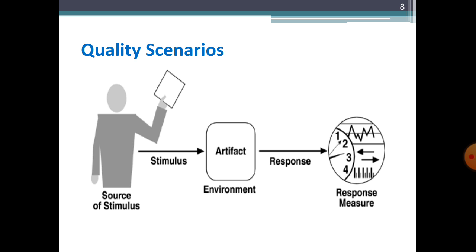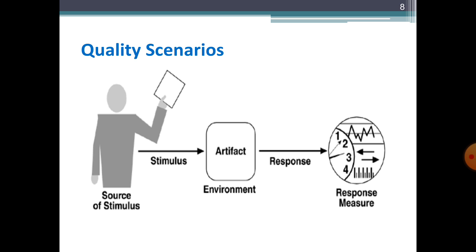And environment is about the condition which surrounds the stimulus. And environment might be normal operation, degraded operation, or overloaded operation. These are different kinds of environments. There are three kinds of environments: normal operation, degraded operation, and the third one is overloaded operation. And the artifact is about the part or parts of the system being stimulated. And now the next one is response. Response is an activity undertaken after the arrival of the stimulus, such as detect faults, recover from fault, etc.